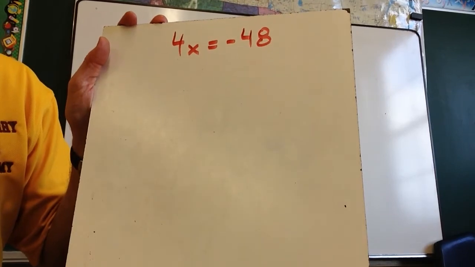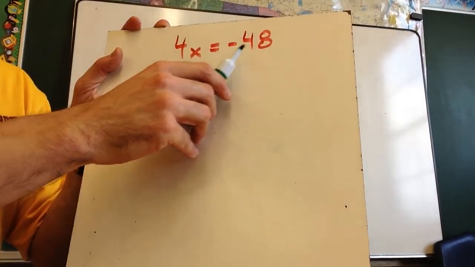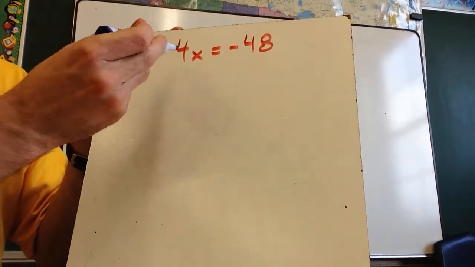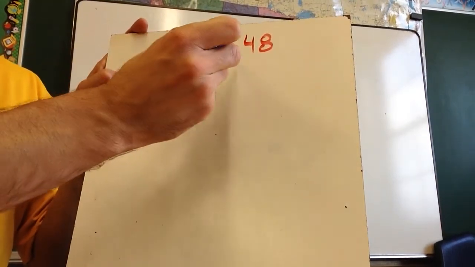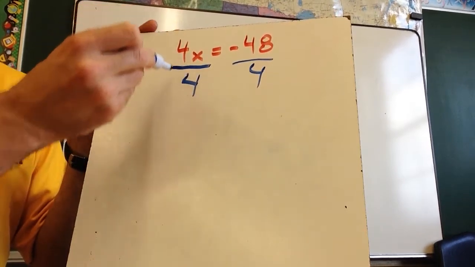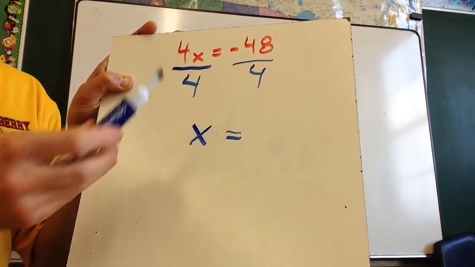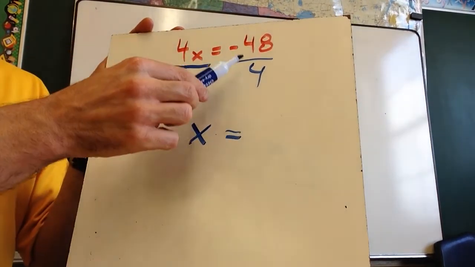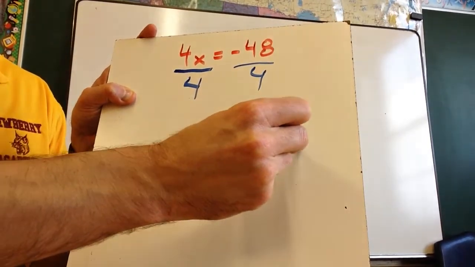4x equals negative 48. Again, I'm going 4 times some number which equals negative 48. Since I'm multiplying by 4, I'm going to divide this side by 4 and divide this side by 4. 4 divided by 4 is 1. So this becomes x equals, now be careful over here, negative 48 divided by 4. Negative divided by positive is going to give me a negative, and so this is negative 12.